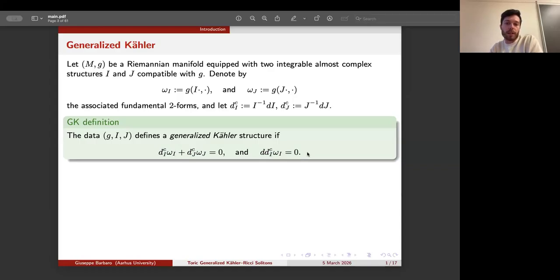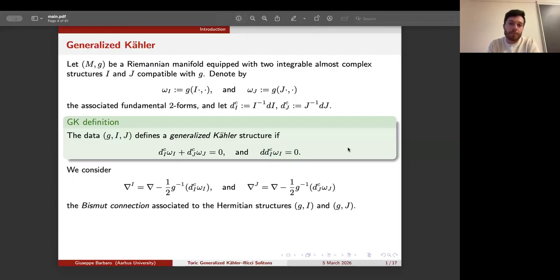Now, of course, a Kähler metric will trivially be generalized Kähler. You can just take G Kähler for I, and for J you take minus I, and then it is generalized Kähler. But in general, generalized Kähler metrics are not Kähler. They are more like having twice a pluriclosed metric. This condition is precisely the pluriclosed condition for the Hermitian structure G, I.